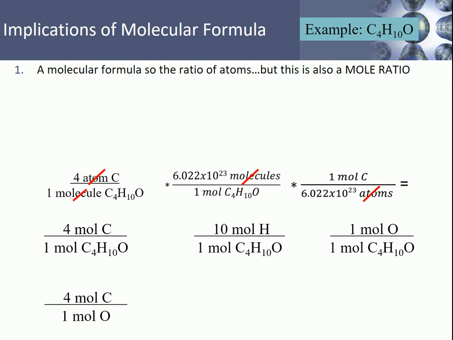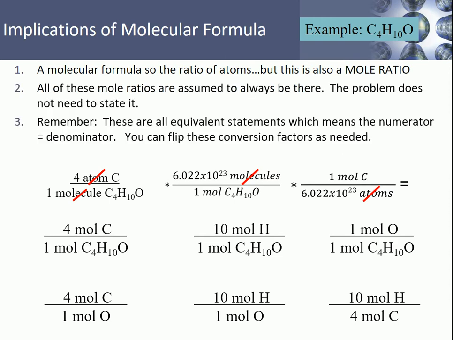And then also, if I want to do individual ratios for whatever the problem may be asking me, I can just do 1 mole of oxygen to 4 moles of carbon, or 1 mole of oxygen to 10 moles of hydrogen, 4 moles of carbon to 10 moles of hydrogen, and then I can flip them around and use them as I want. So these mole ratios are always there. The problem doesn't need to state, well, student, you need to go look at the molecular formula and figure out what the mole ratios are. It's always assumed that you can do that, so you're not going to be told. These are tools now for you to use.